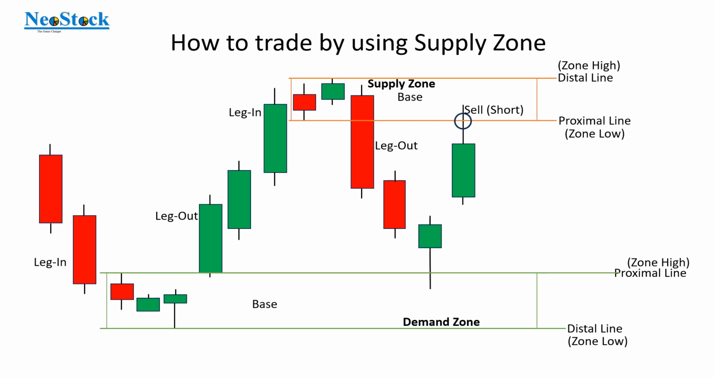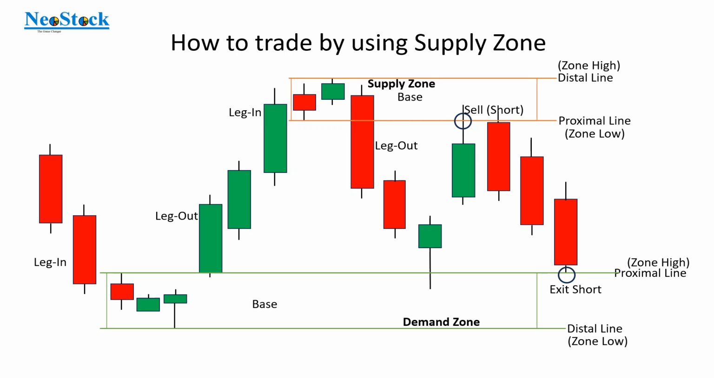That means our entry is executed. Now prices are going down and reached the target. So once it reaches the target, we will exit the short trade. In the demand zone, we took a long trade, but here in the supply zone, we took a short trade. That's why we have to exit the short trade. So this is about how to trade by using the supply zone.